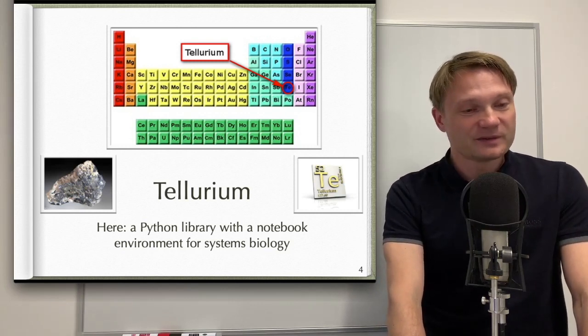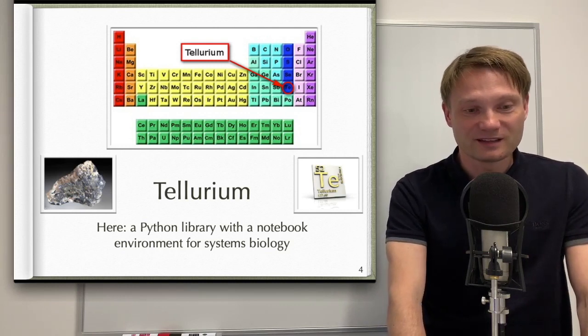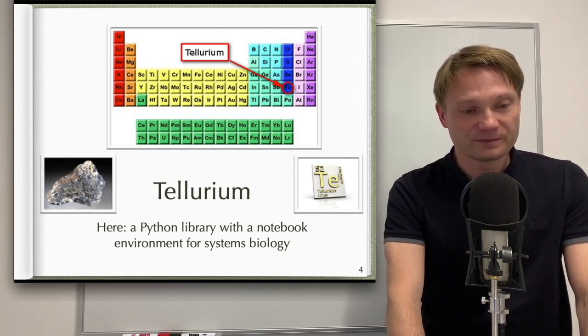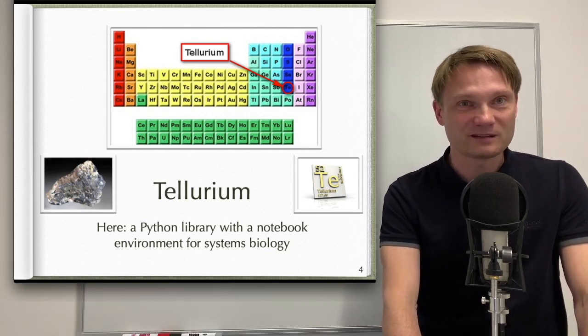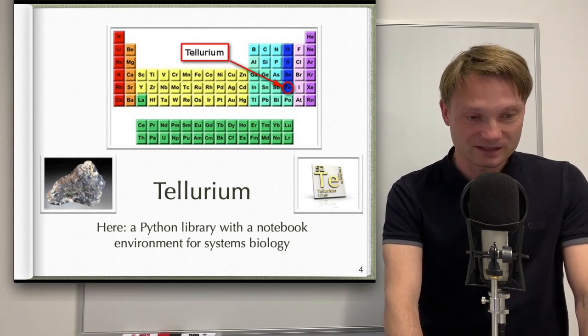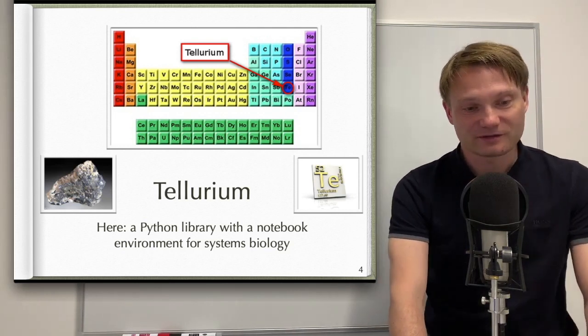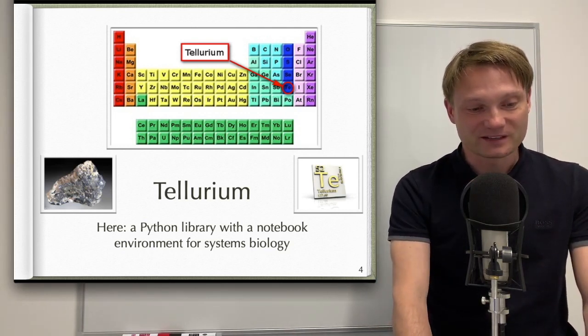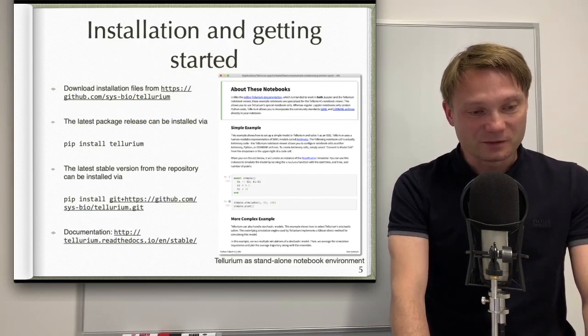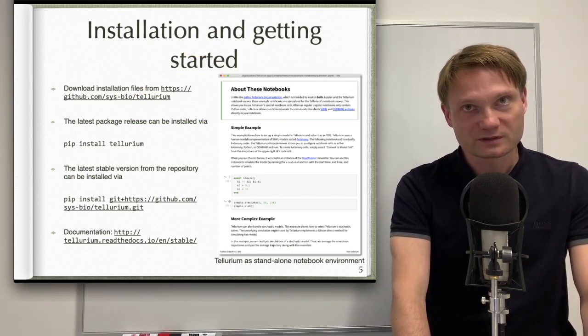But now let's come to Tellurium. Tellurium is actually an element. You can find it in the periodic table. And interestingly, it's located directly next to another element that we will be talking about, and that is antimony. So Tellurium is here the name of a software that we will be using, but you can find it in that periodic table.